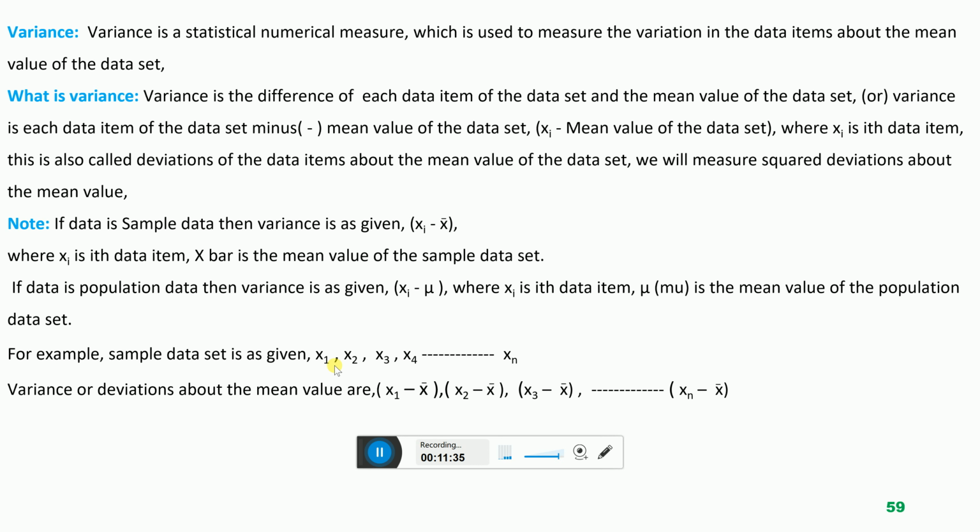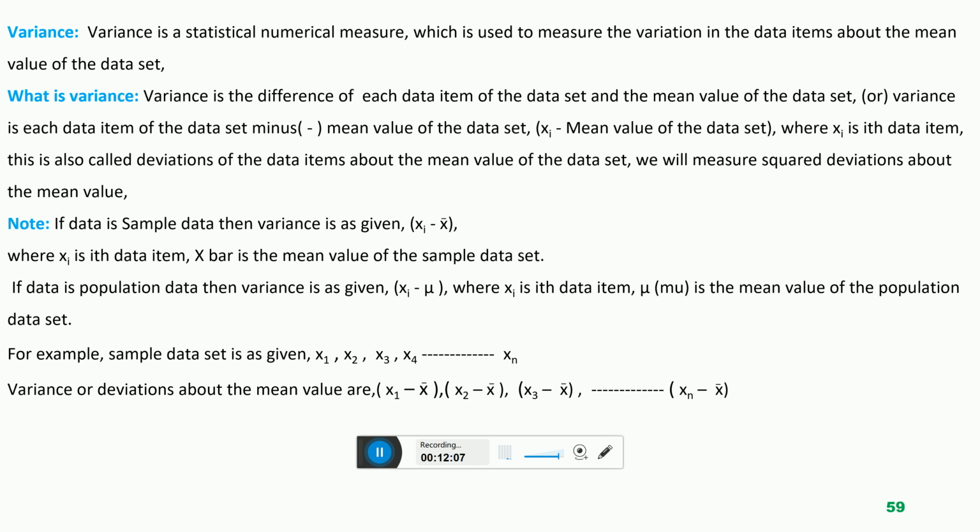I'm again repeating in English. For example, this is the sample data set. The data set carries n number of data items x1, x2, x3, x4 up to xn. So this data set carries n number of data items, where x1 is the first data item, x2 is the second, x3 is the third, and so on. Now variance, we define that variance is the difference between each data item and the mean value of the data set.